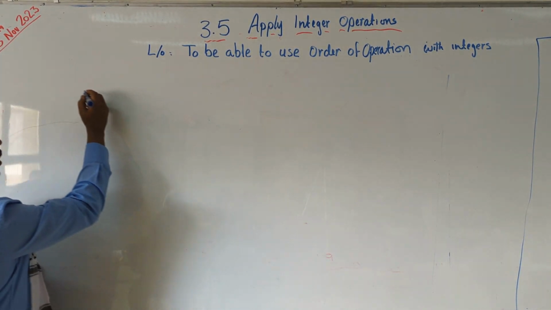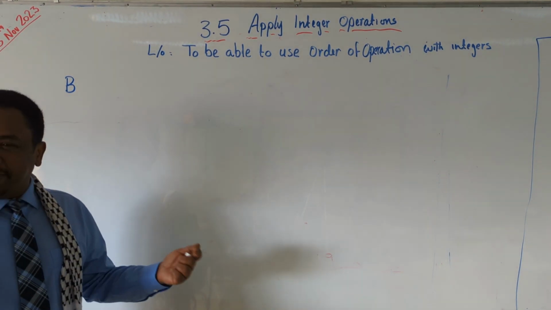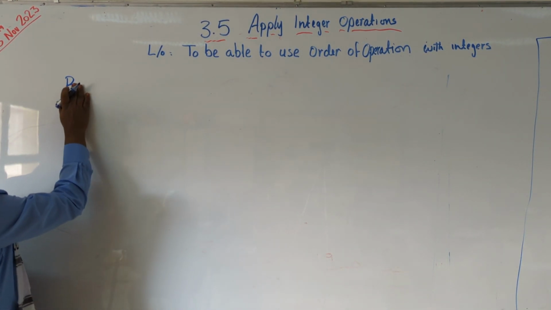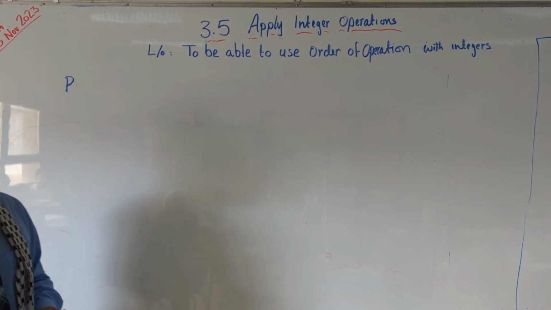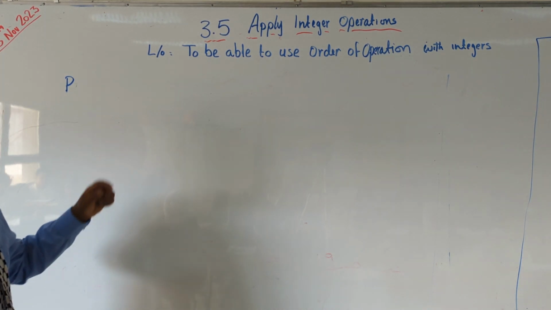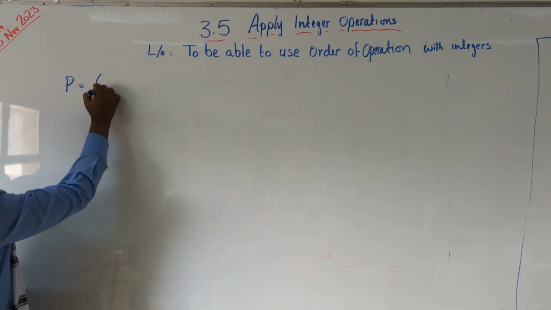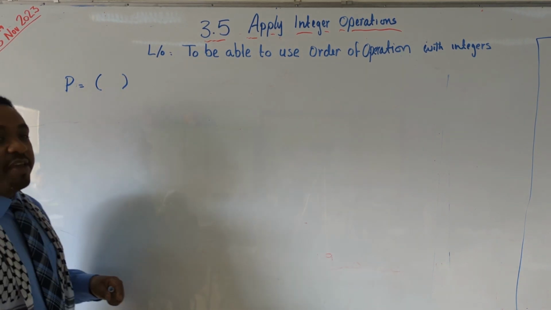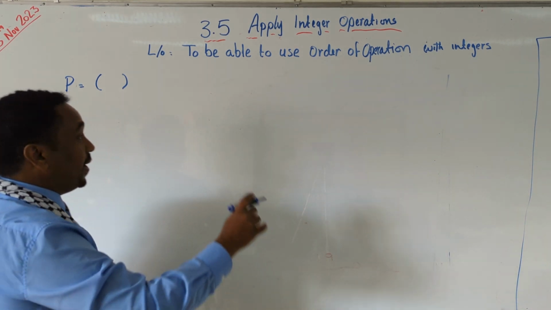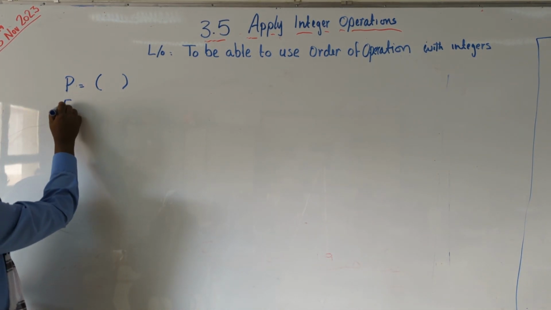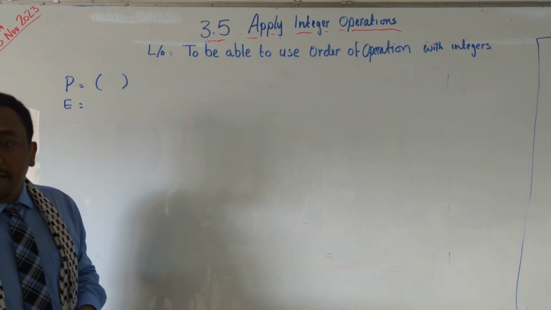To start with, we have the brackets, or as you call it, the parentheses. So we might use P or B. Parentheses means the first thing you have to do is any numbers within the parentheses. The next one is the exponents, E. Who remembers what the exponents are?